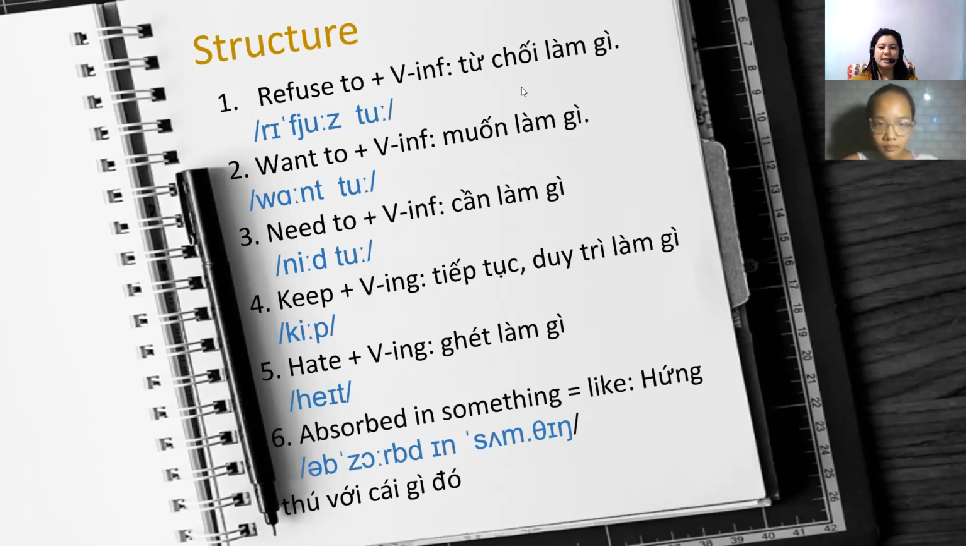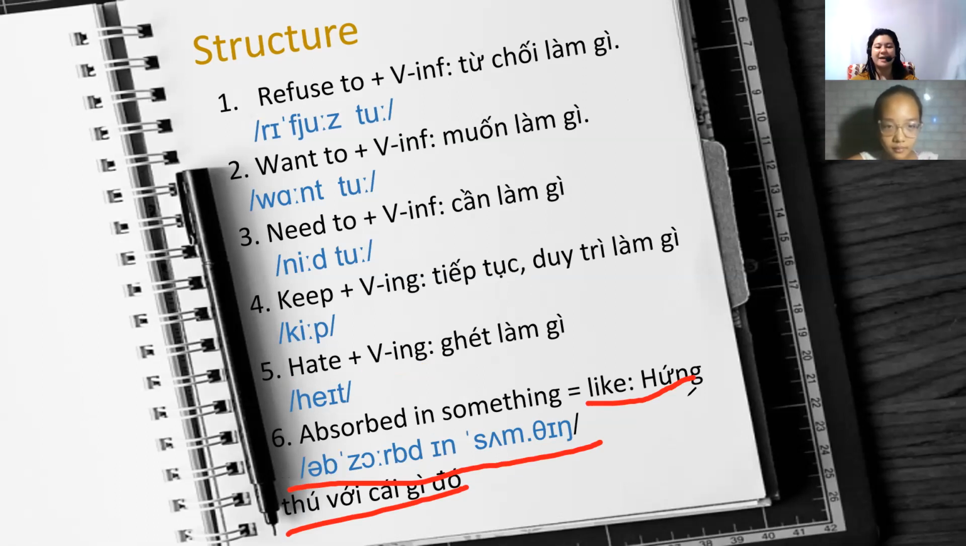I don't know how to explain it because it is written in a Vietnamese language. Okay, what does it mean? Yes. The word absorb, it means you like it. Absorb in something, it's like you like something.